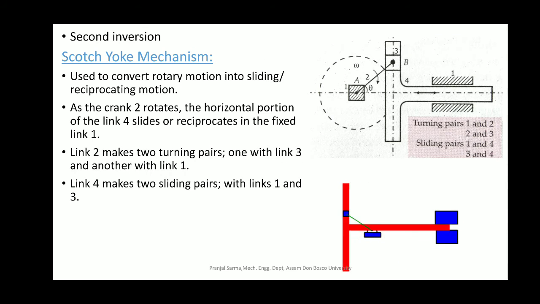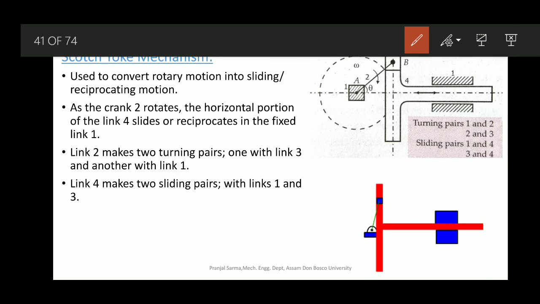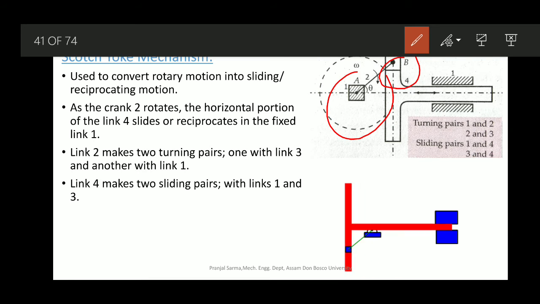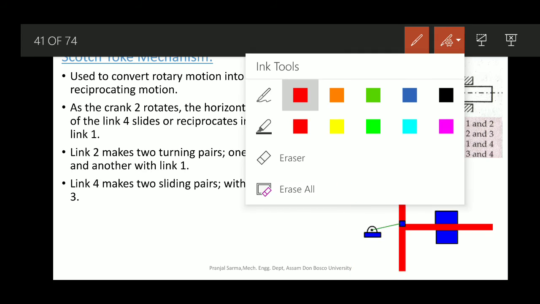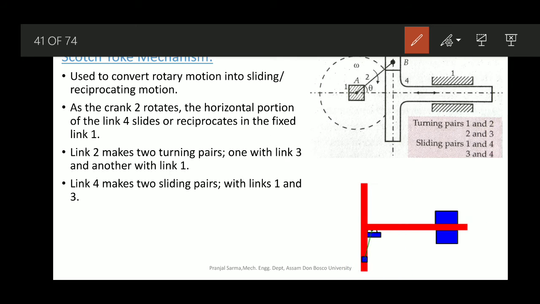Okay, so very easily you can say link 2, that is the crank, makes two turning pairs, one with your link 3, that is this particular one here and one here in this particular link. Similarly, link 4, that is the sliding. Okay, link 4 makes two sliding pairs, one with this particular guide 1, okay, and another with this particular slider.